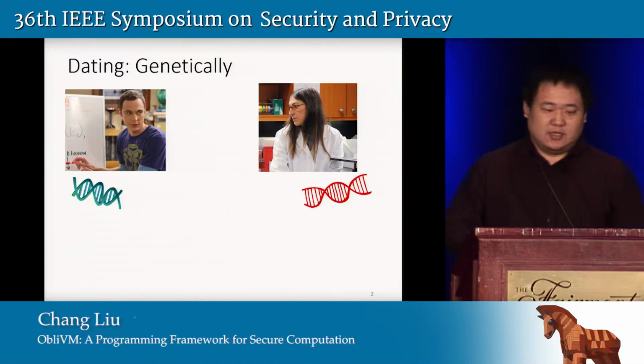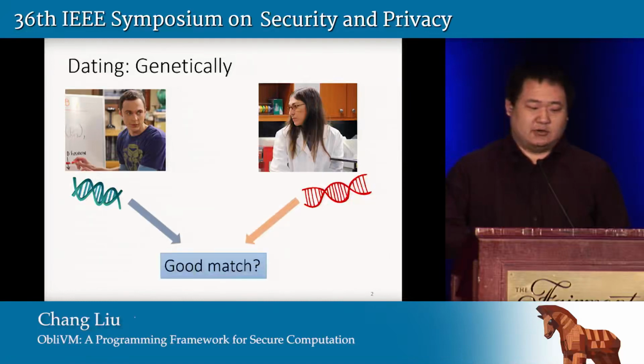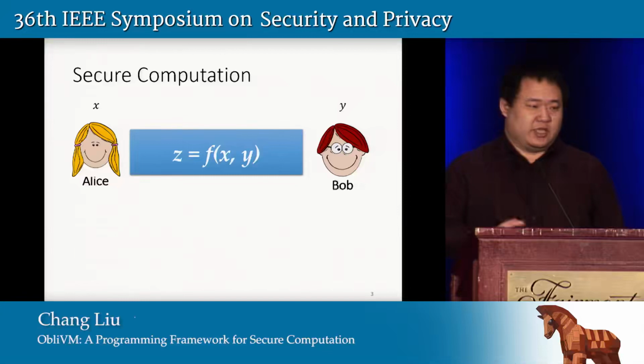I'm very happy that my previous talk has extensively explained what secure computation, aka secure function evaluation, is. I'll just give you a brief motivation. For example, Sheldon and Amy want to find a good partner for each other, and they both believe in genomic dating, so they can run their analysis to see whether they match or not. The key security question is that they don't want to leak their sensitive genomic data to each other. We have been talking about how secure computation is a good solution to this problem.